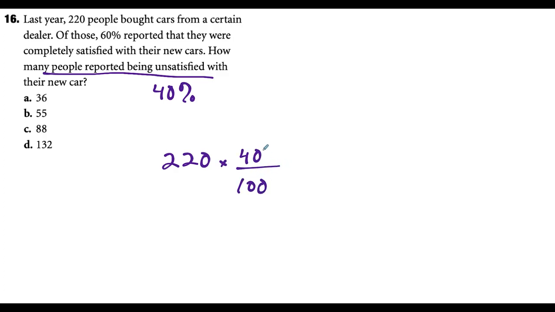The other ones we could go through, but they're going to either be more or less, so these are no good either. So for question 16, we have 220 people bought cars from a certain dealer. 60% reported that they were completely satisfied. How many people reported being unsatisfied? So you could find 60% and then subtract, or just think about how many people reported being unsatisfied. The missing percent out of 100 is 40%. So once again, if 60% were happy and the rest were unhappy, that means 40% were unhappy. So 220 times 40% is 40 out of 100. We could cross off common zeros here. So these common zeros cross off. We could also, it's very sneaky, cross off these common zeros. So then all we're left with whole number wise is 22 times 4, which is 88 divided by 1. And then 88 over 1 is just 88, giving us choice C.